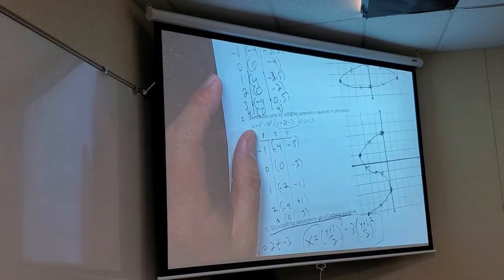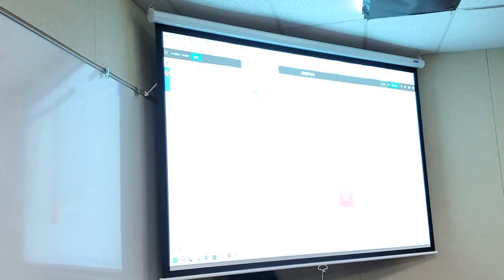So if the book asks you to eliminate the parameter, pick one of the equations that's easiest to solve for t, solve it for t, and then plug that into the other one. If you do that, t is gone. Can you always do that? No. I could very easily make an example where it would become basically impossible.